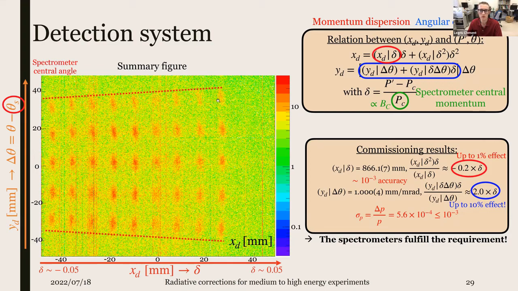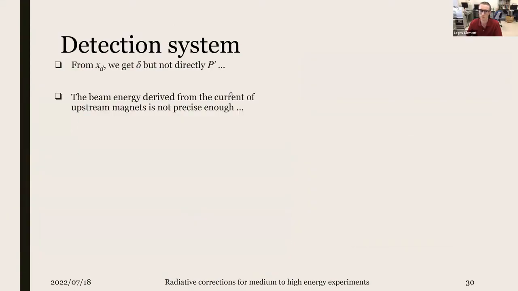Using the previous slide, I showed you how to obtain the delta, but we did not obtain the momentum of the scattered electron. From the beam team, we can derive the beam energy from the current of the upstream magnet, but this is not precise enough, as we have a precision of the order of 1%, which is clearly not enough.